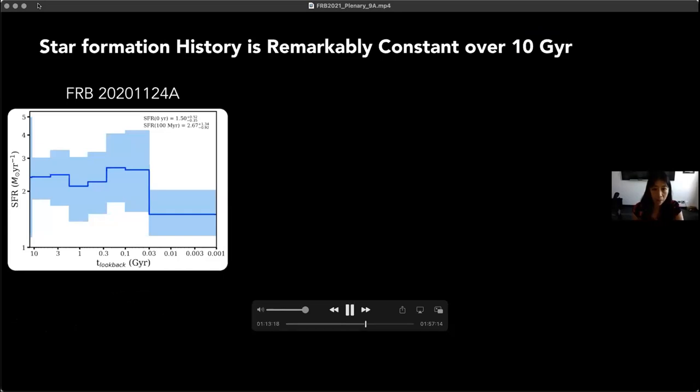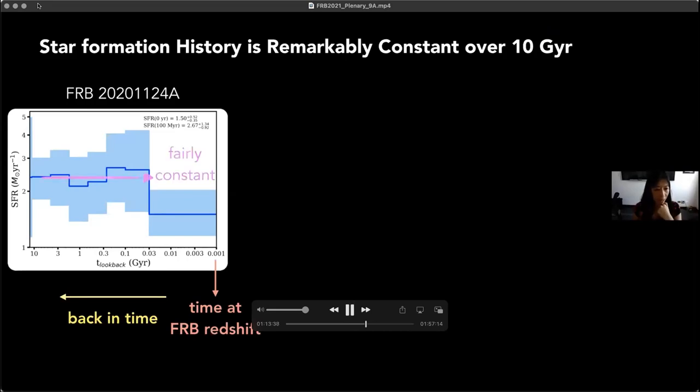Another thing that we're able to reconstruct is the star formation history. It's remarkably constant over its 10 giga-year history. And so just in case you're not used to looking at plots versus look back time, T look back of zero is the time at the FRB redshift. And then you go back in time as you go leftward on the x-axis. And so this is just a fairly constant star formation history. It drops in the past 30 million years or so, but there's no real evidence of starburst activity or anything that could be potentially associated with such an active repeating FRB.